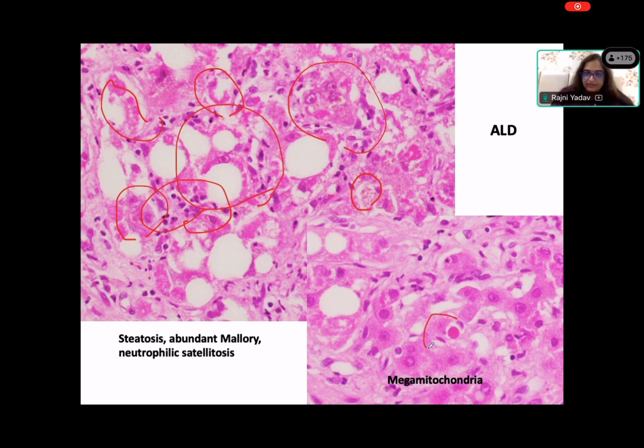Then if you see here, there is this red structure. This is bigger than an RBC and it has the color of that. So this is a mega mitochondria. This is seen in alcoholic liver disease. And it is a bad prognostic feature if you see the presence of mega mitochondria.